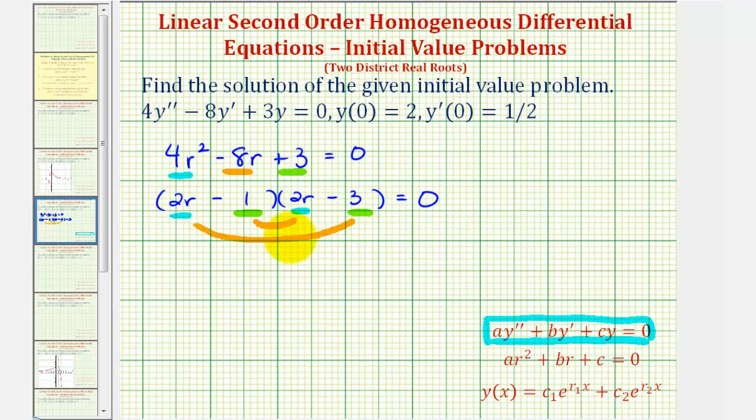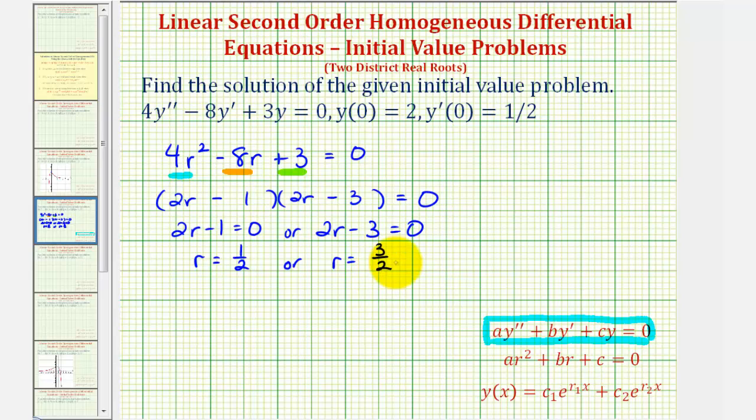Notice the outer product is -6r. The inner product is -2r, giving us a sum of -8r. So this is factored correctly. And now we can go ahead and solve, meaning if this product equals 0, then 2r minus 1 equals 0, or 2r minus 3 equals 0. So solving this for r, we would add 1 and divide by 2. r equals 1/2. Here we would add 3 and divide by 2. r equals 3/2.